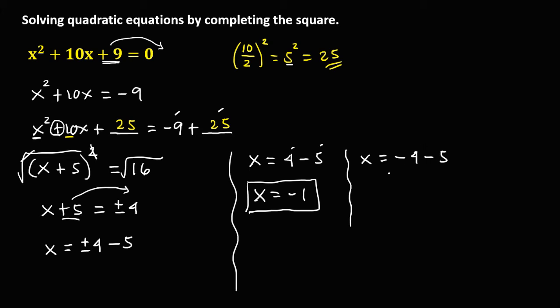Then the second one, we have x equals negative 4 minus 5. This one is negative 9. So these are the solutions of this quadratic equation: x equals negative 1 and x equals negative 9.